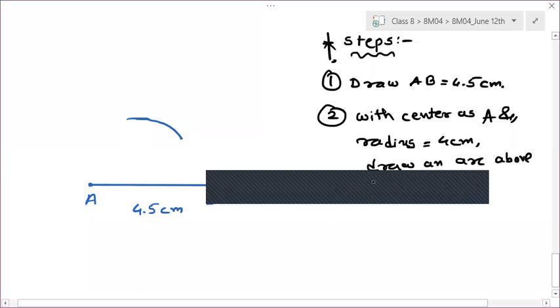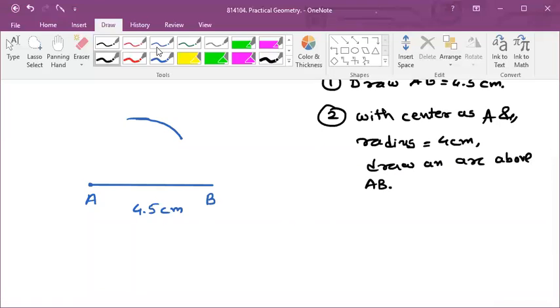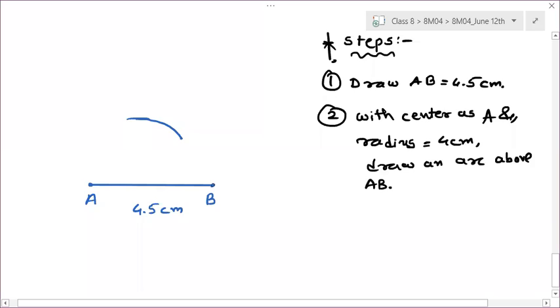This we were doing previously as well, isn't it? In the same way, with center as B and radius as 2.9, or not? So now with center as B and radius as 2.9, 2.9 somewhere like this, I will draw another arc.